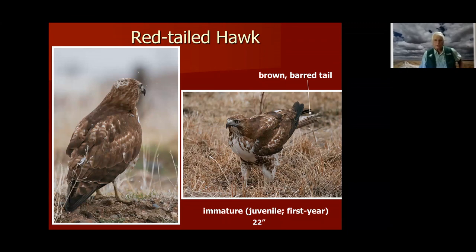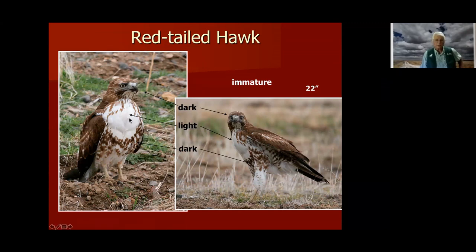So how do I know it's a red-tailed hawk? Dark, light, dark, okay? Your mantra, remember? Dark, light, dark. The red-tailed hawk is the most common buteo we have out west, so you've got a better than 90 to 95% chance of being right if you say it's probably a red-tailed hawk. Dark, light, dark, okay? So that's the immature bird.